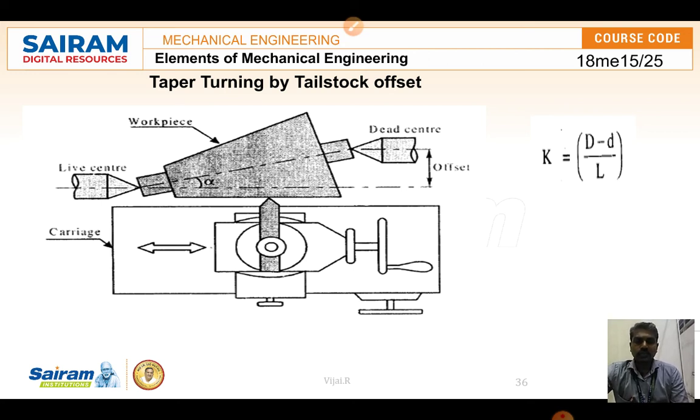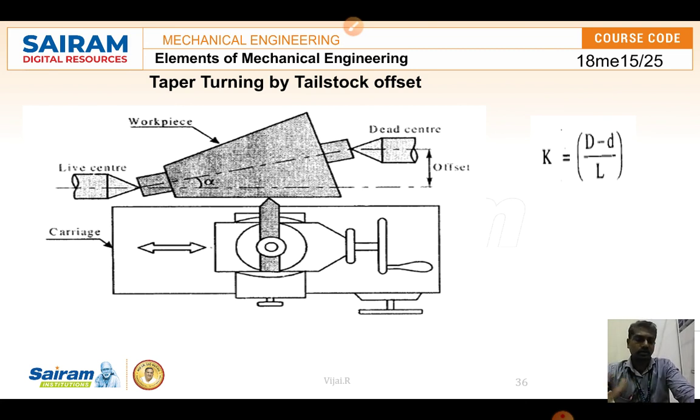So we can shift the dead center for the offset distance, that is (capital D minus small d) by L. That means capital D is the bigger diameter, small d is the smaller diameter, and the total length of the taper is L. So if we calculate (D minus d) by L, you can get the offset distance, which is equal to K. That K distance we are shifting the tailstock dead center, that is offsetting it relative to the axis.